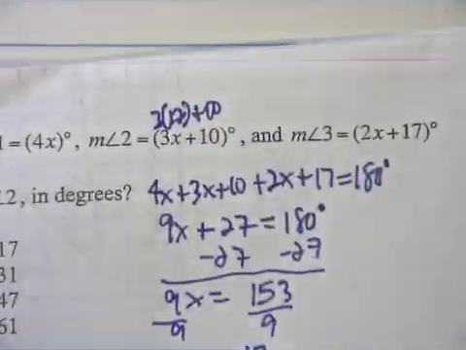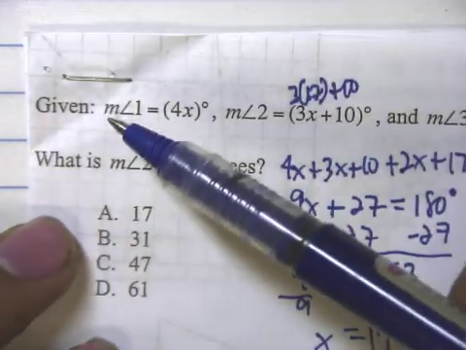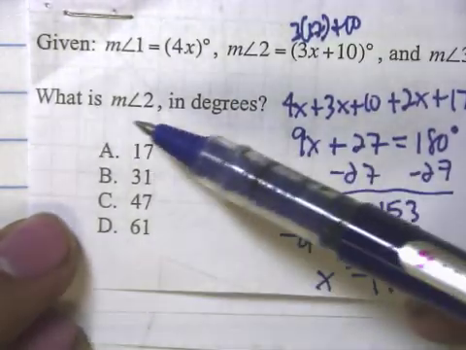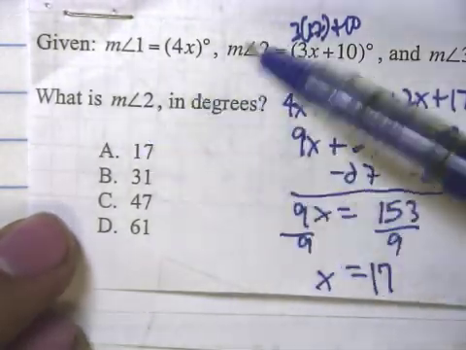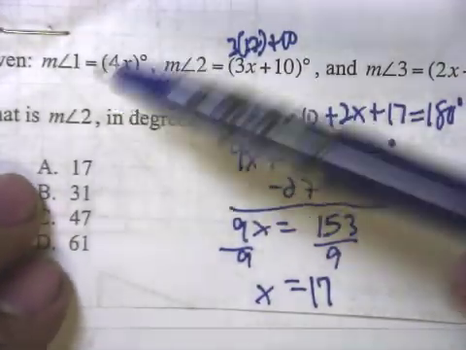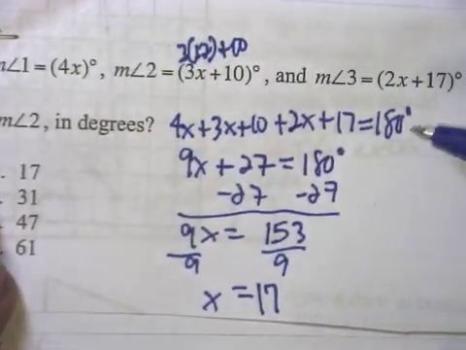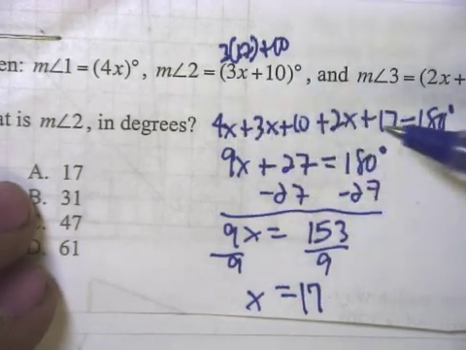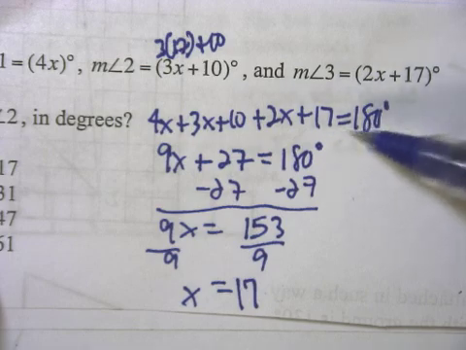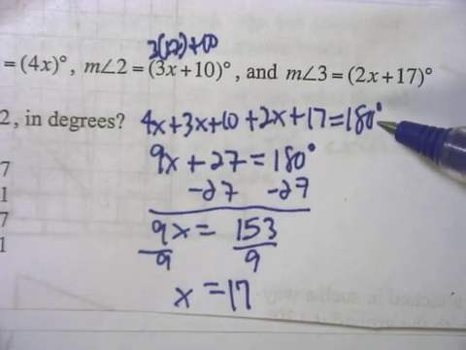This first question here, they give us one angle, another angle, and 3 angles of a particular triangle. And they ask us, what is the measure in degrees of angle 2? Well, I know that a triangle has 180 degrees. So if I add all of these 3 angles together, they should equal 180. And that's what I did here. 4x plus 3x plus 10 plus 2x minus 17, and I said it equals 180.